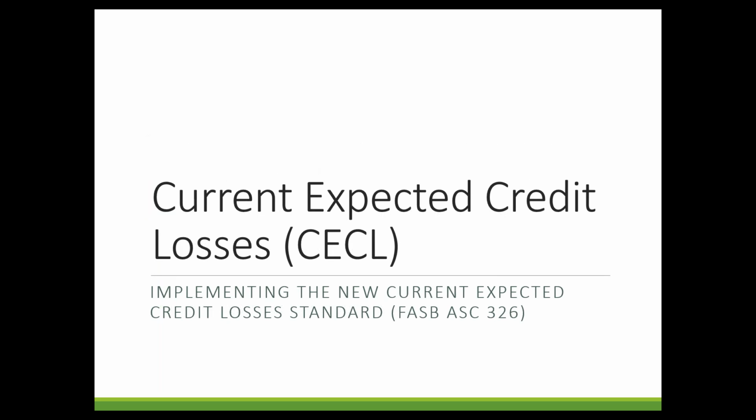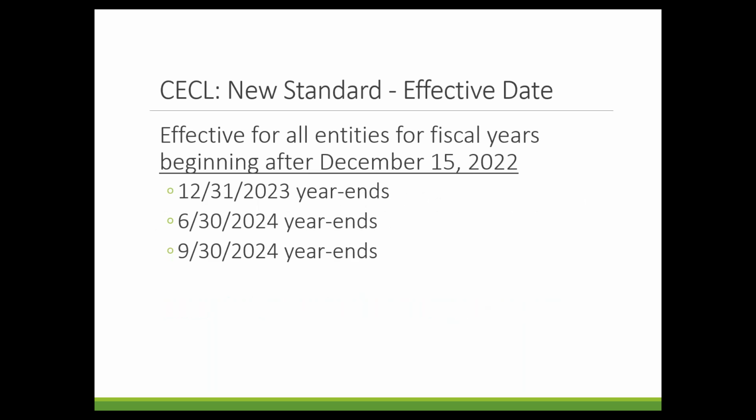All right, we'll kick things off by talking about the new current expected credit loss model, often referred to as CECL. This new standard changes the way both for-profit and not-for-profit organizations estimate allowances for losses on certain financial assets, like trade accounts receivable. The effective date for all entities is fiscal years beginning after December 15th, 2022. So that means entities with calendar year 2023 and June 30 or September 30, 2024 year ends will need to implement the new standard from the start of those fiscal years.